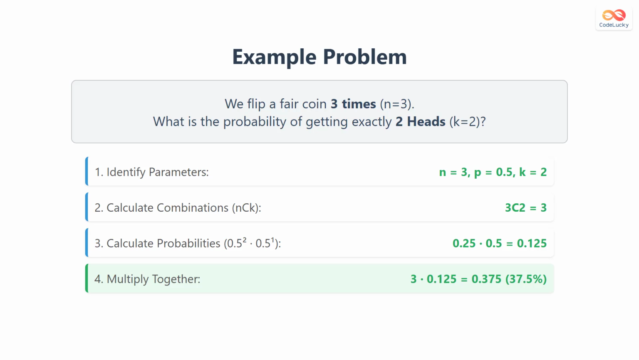Let's apply this to a real example. Suppose we flip a fair coin 3 times, so n is 3. We want to find the probability of getting exactly 2 heads, so k is 2. The probability of heads, p, is 0.5. First, we calculate 3 choose 2, which is 3. Then we multiply the probabilities. 0.5 squared times 0.5 to the power of 1. Multiplying it all together gives us 0.375, or 37.5%.